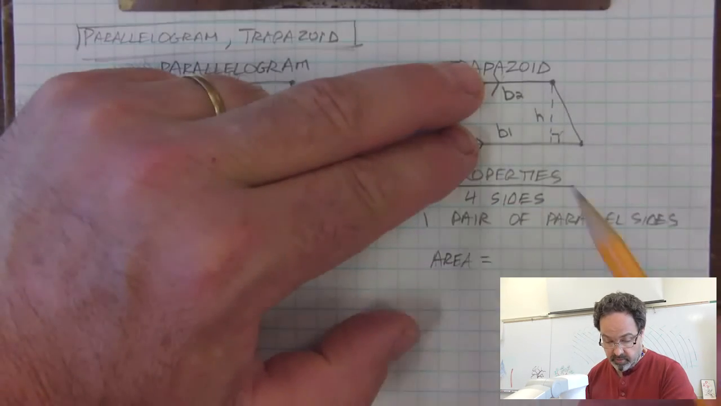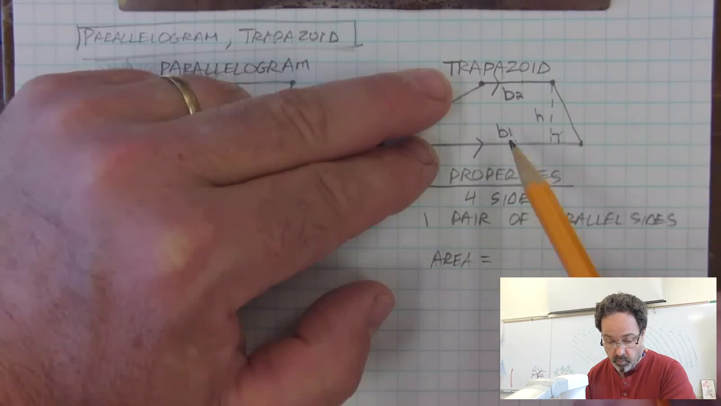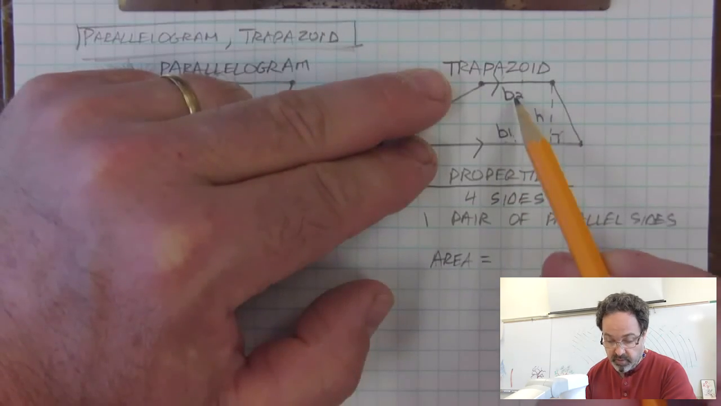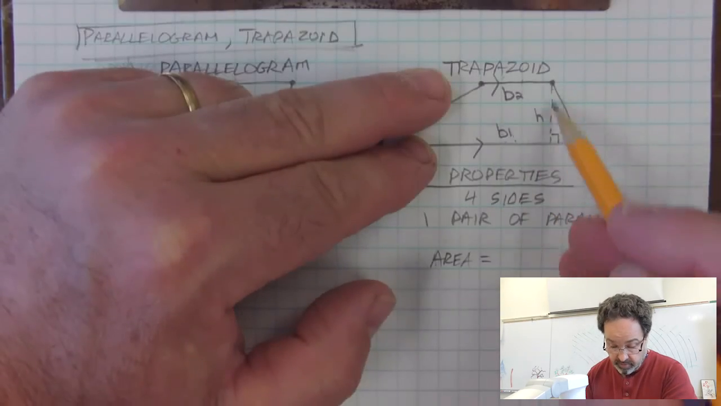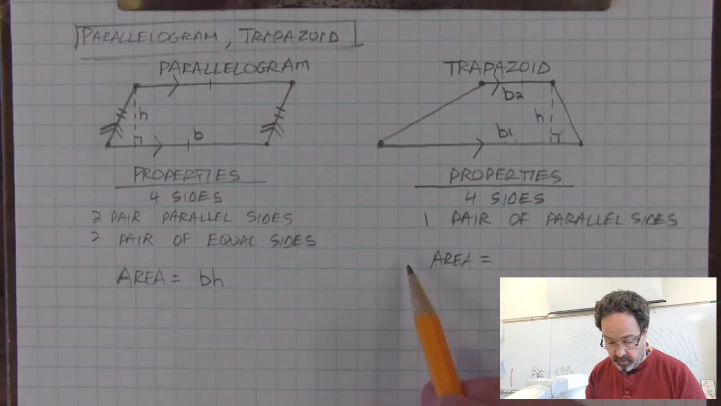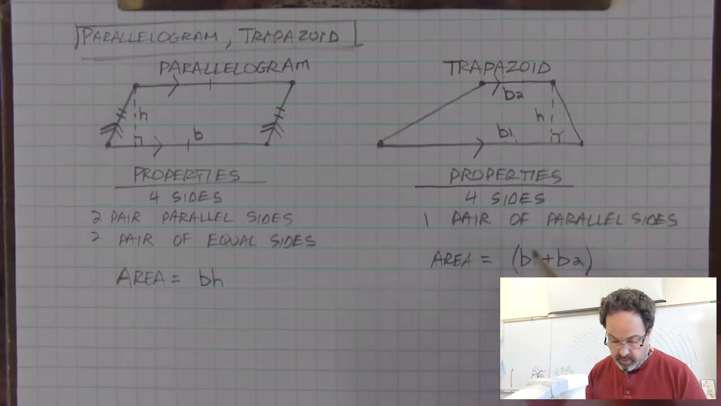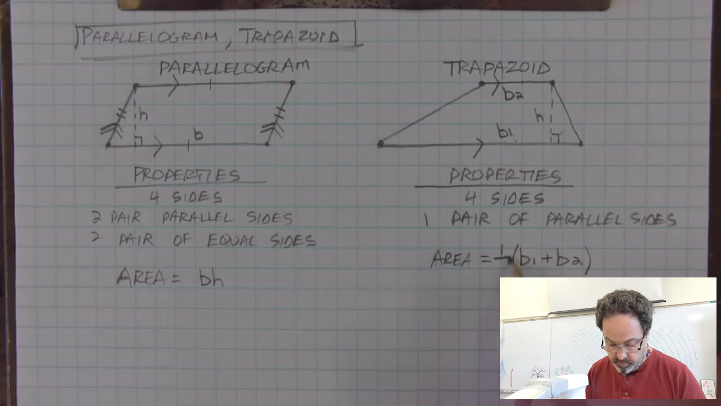So with this labeling, the two parallel sides of a trapezoid, one being base 1 and the other being base 2, and the height, we can complete the area formula as the sum of the bases, b1 plus b2, then multiply by a half, and also multiply by the height.